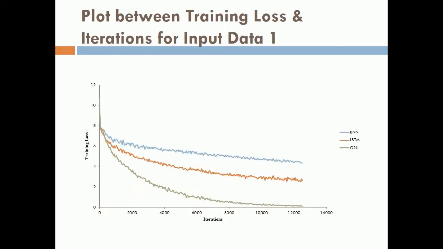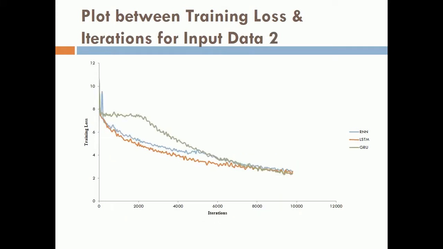Plot between training loss and iterations for input data 1. We can see that training loss is minimum in case of GRU, as iterations are increasing, loss is getting to almost zero. Plot between training loss and iterations for input data 2. We can see that training loss is minimum in case of LSTM.